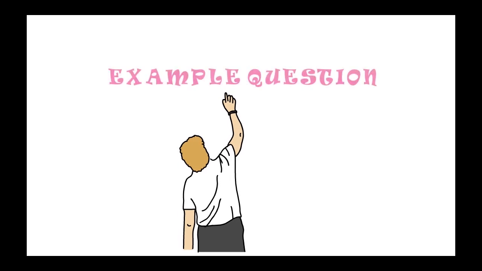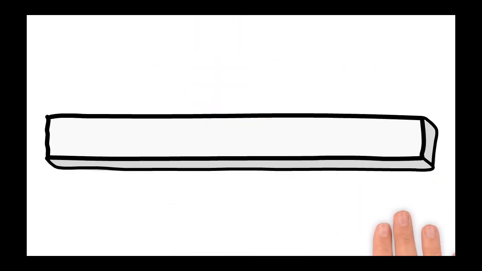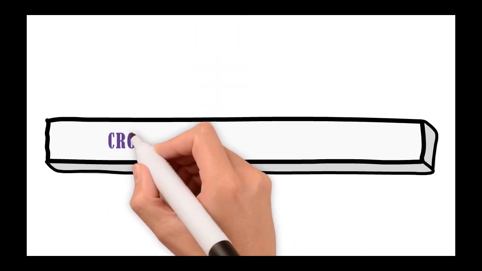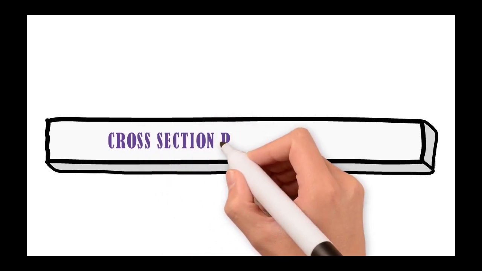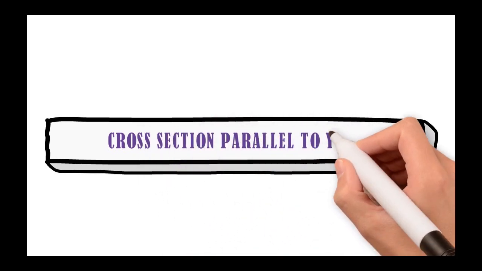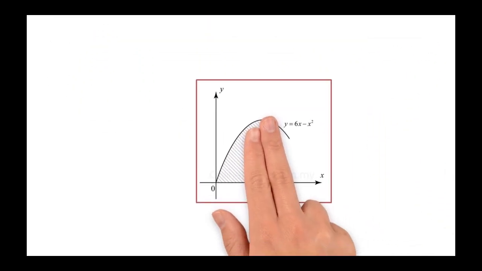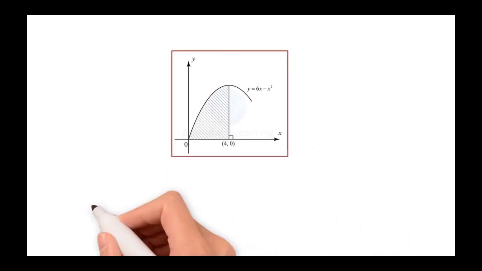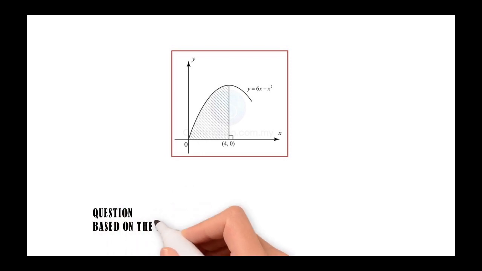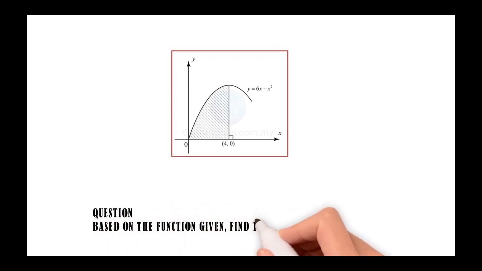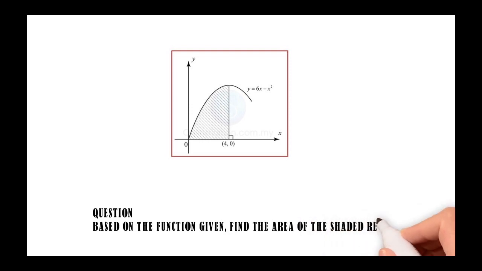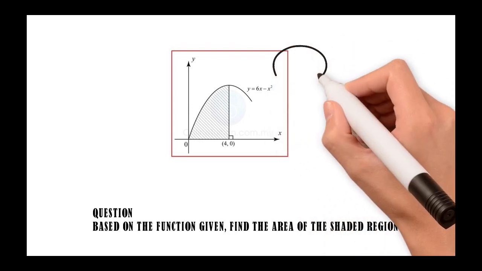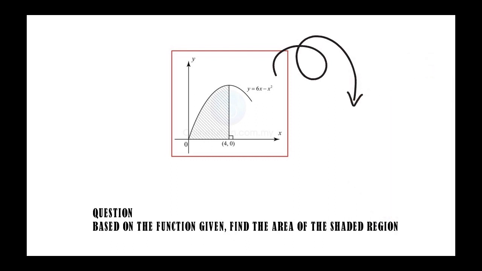Let's try to answer the example question. The question is regarding the first case, which is cross-section parallel to y-axis. It has provided the graph. Question: based on the function given, find the area of the shaded region. Let's do analysis to this question first.